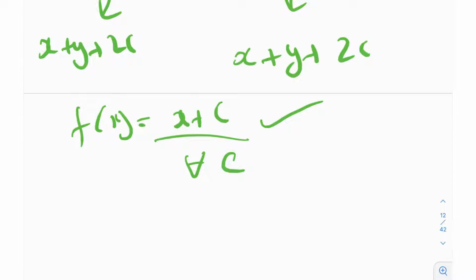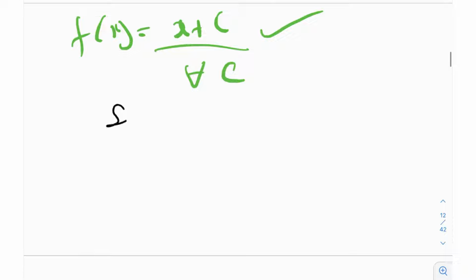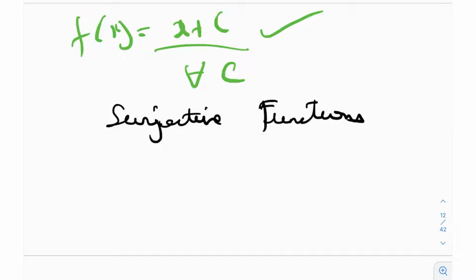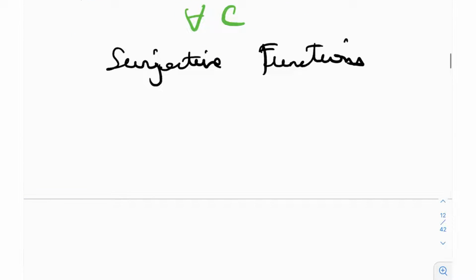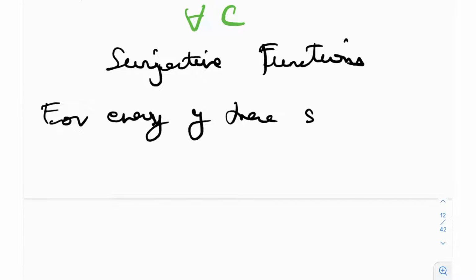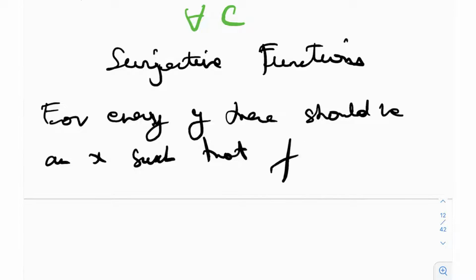But let's maybe try the method of surjectivity. So let's see how we can maybe solve this using the concept of surjective functions, right? So let's discuss surjective functions. So what are surjective functions? Surjectivity is the name of the property, right? So it says that for every y, there should be an x such that f of x equals y.